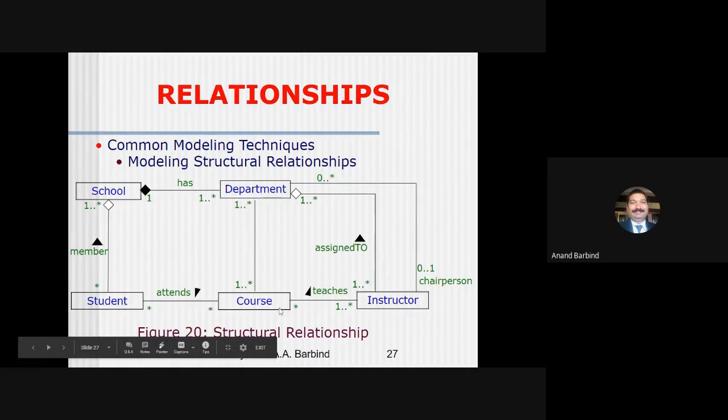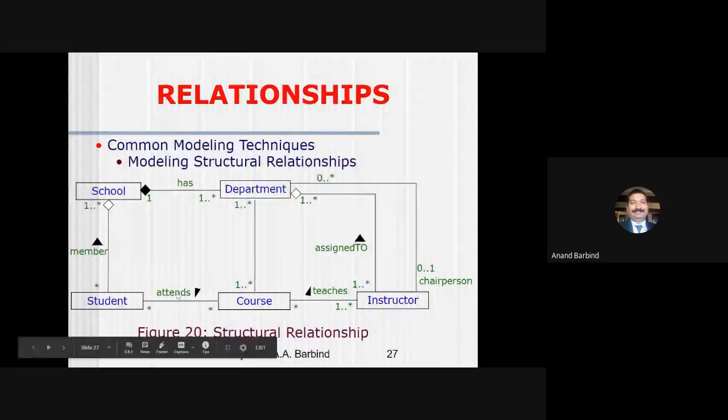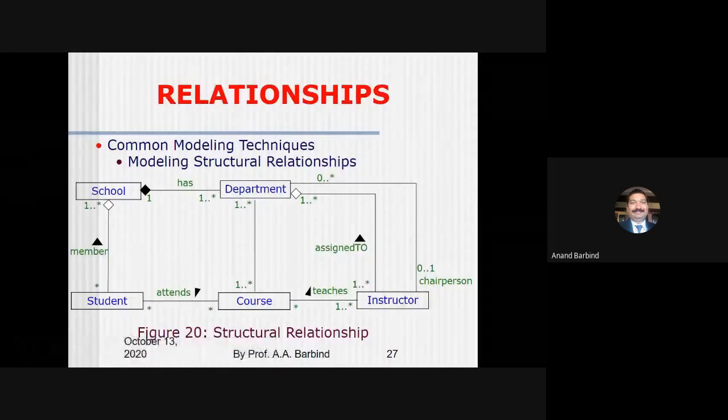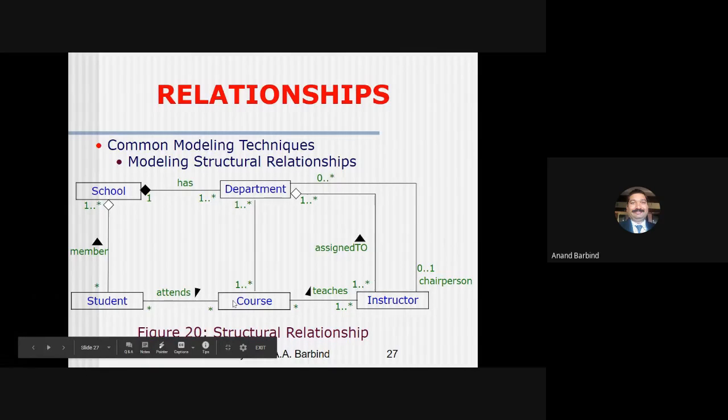Between the student and course, every student object is associated with many courses. Okay, so a student may take many courses at a time, or every course may be associated with many students. Okay, a course object means the different courses. So there are different objects of the courses. Okay, so every course object is associated with many students.